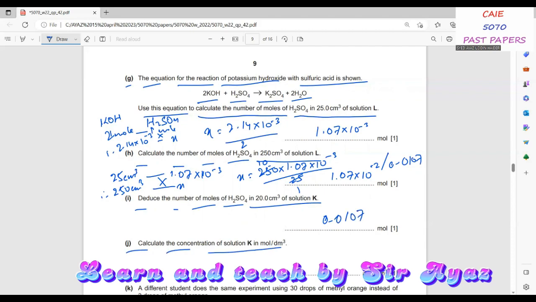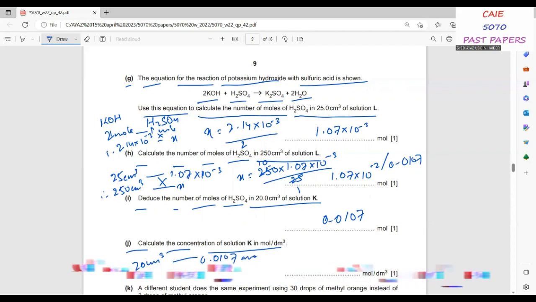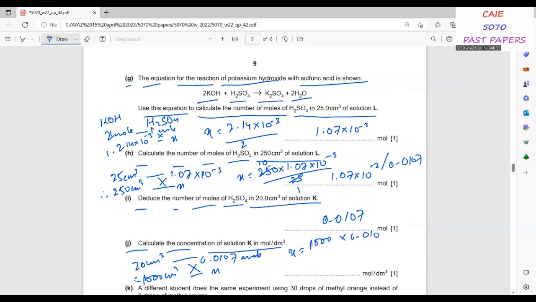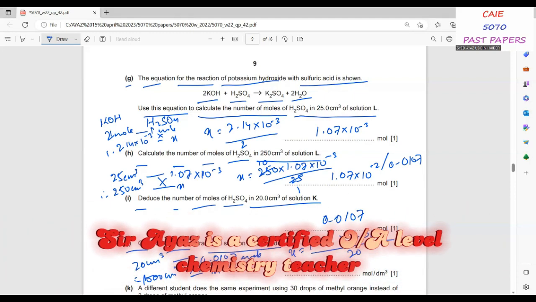Calculate the concentration of solution K in mole per dm cube. These moles are in 20 centimeter cube. So 20 centimeter cube contains 0.0107 moles. Therefore, 1000 centimeter cube contains X moles. So X equals 1000 multiplied by 0.0107 divided by 20. That gives 0.535 moles per dm cube.